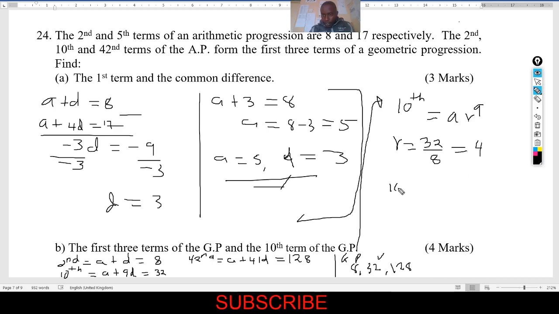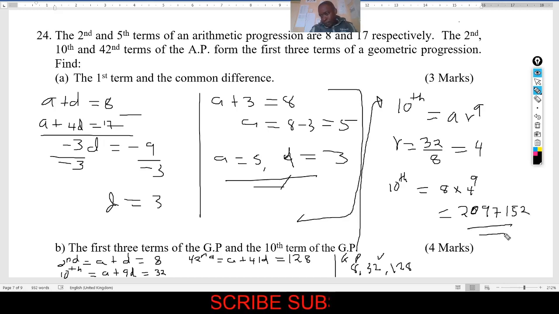So the 10th term is A, which is 8, times R is 4, power of 9. You just multiply using your calculator, you get 2,097,152. That is the 10th term. So that is how you do it. Then we move to the next part of the question.